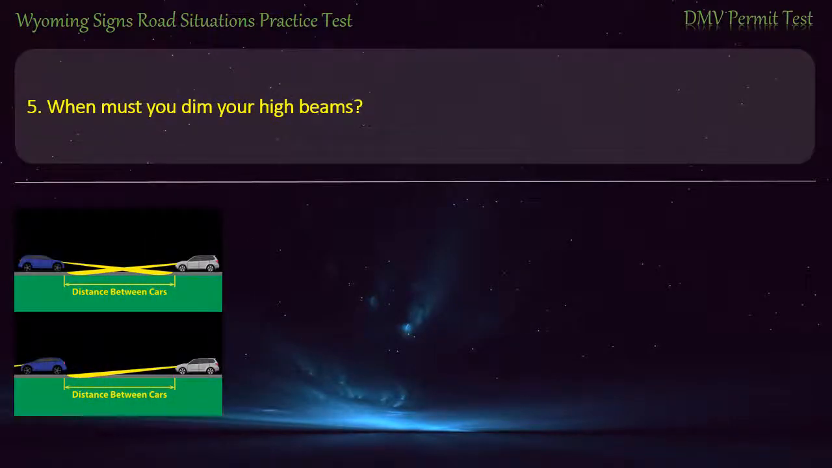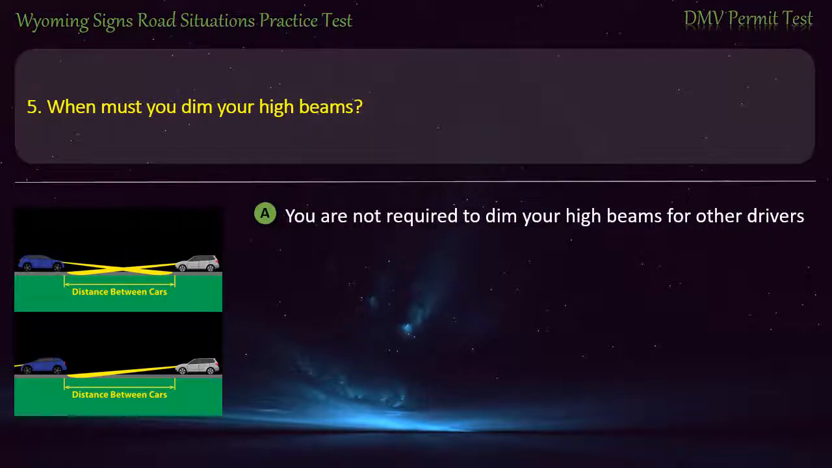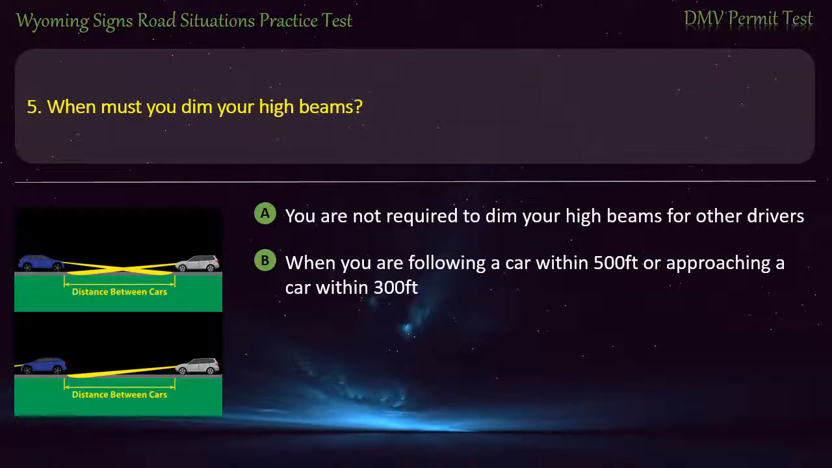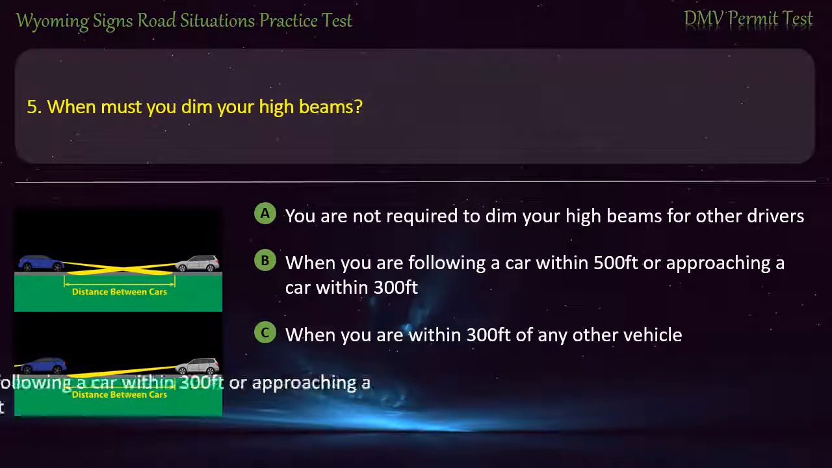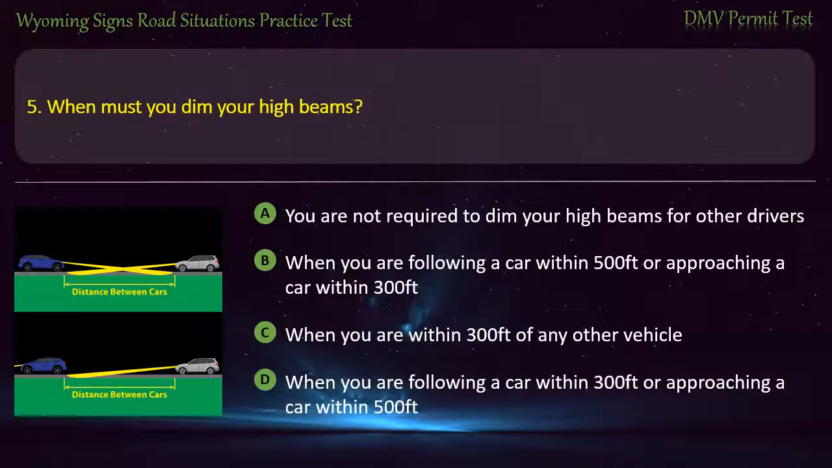Question 5. When must you dim your high beams? You are not required to dim your high beams for other drivers. When you are following a car within 500 feet or approaching a car within 300 feet. When you are within 300 feet of any other vehicle. When you are following a car within 300 feet or approaching a car within 500 feet. Answer. When you are following a car within 300 feet or approaching a car within 500 feet.